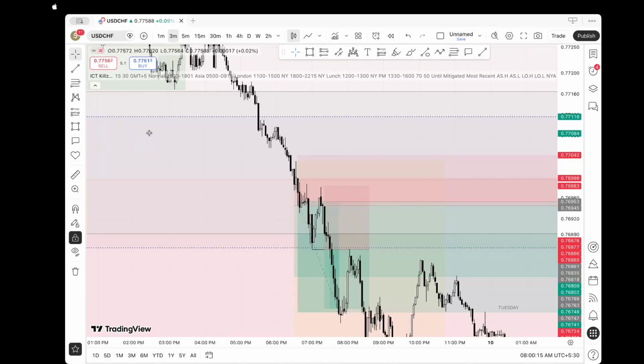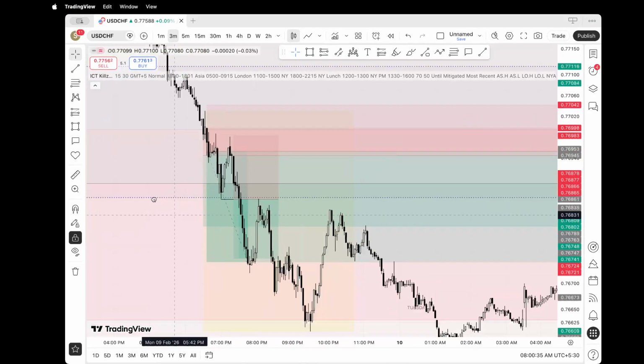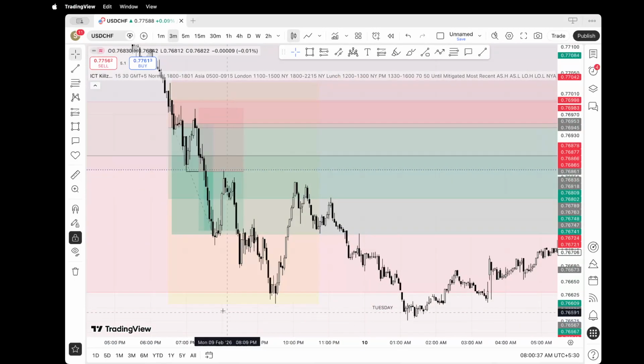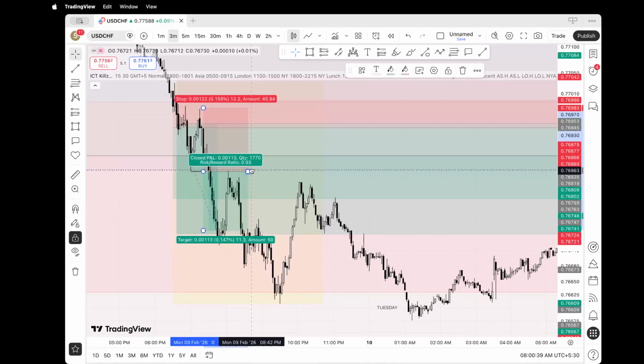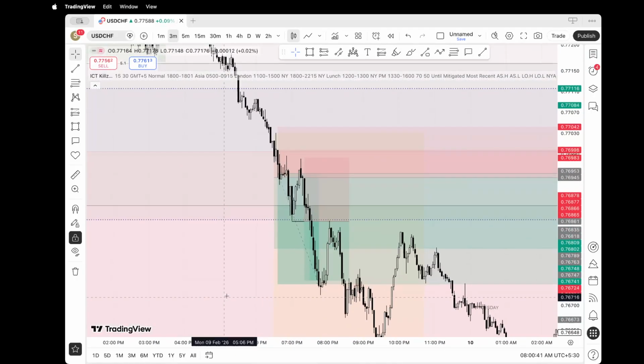USD CHF, and then 9th of Feb again USD CHF and GBP USD. This is USD CHF and USD CHF, third, 9th of February, around 7. Again 9th of February around 7. This is the second trade that I took, and then we came back here.